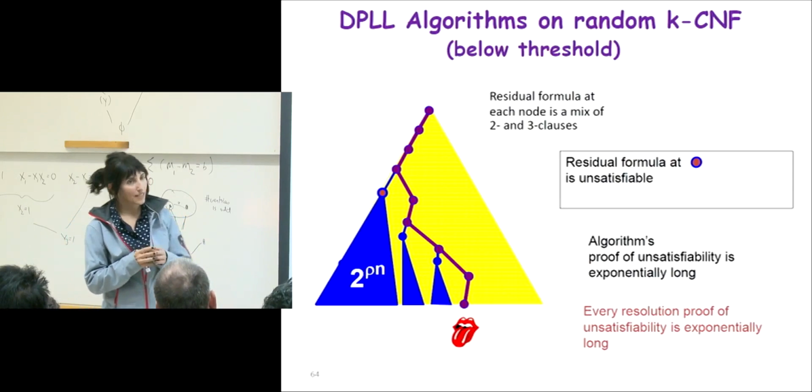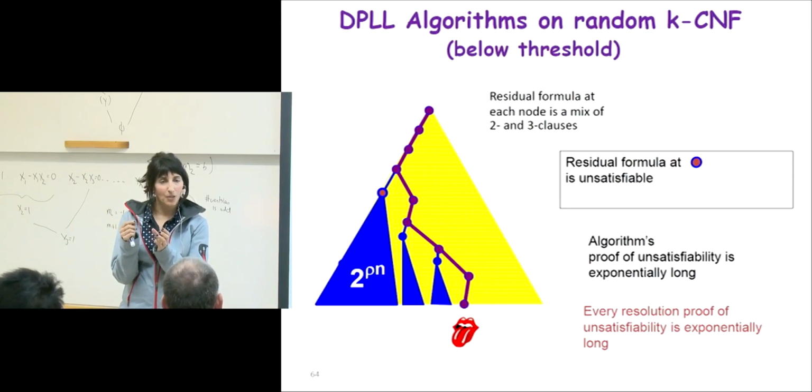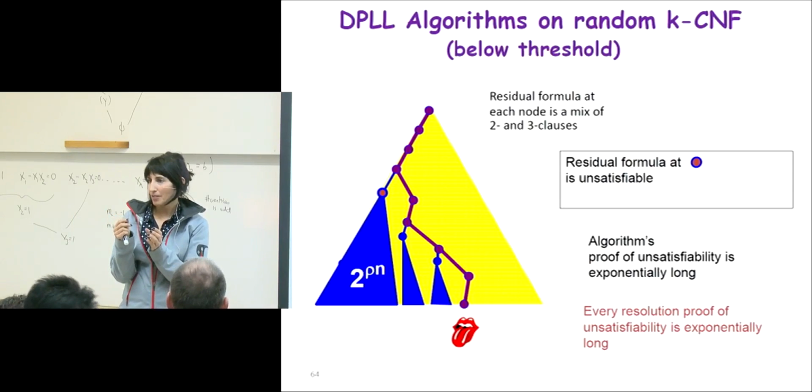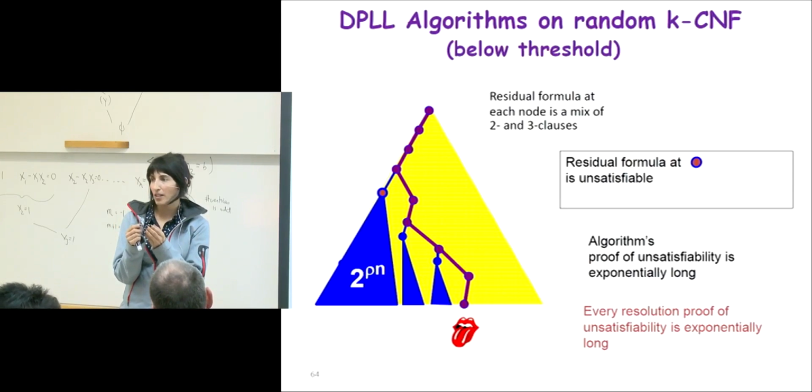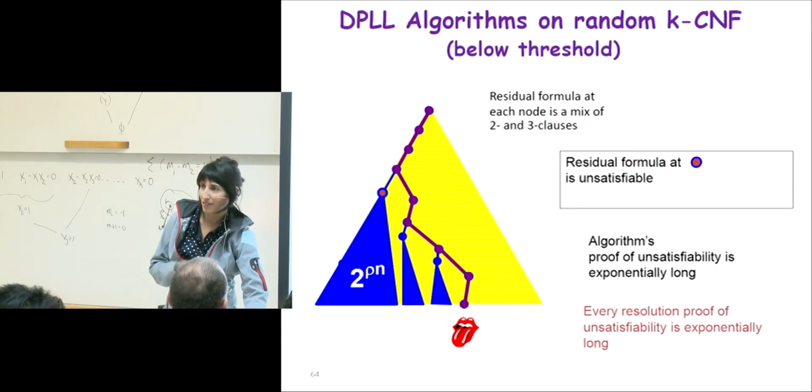what's going to happen is that as you set variables, the formula is going to shrink. It's going to have some 2-clauses in it and some 3-clauses in it. And what they prove is that with very high probability, if you use one of these heuristics, you're going to be in a situation where you have to explore an unsatisfiable mixed 2-3 clause formula that's going to be hard for resolution, and that's why it's going to take exponential time. So it's a very clever twist on the usual situation in proof complexity, because you're proving a lower bound on a satisfiable instance.